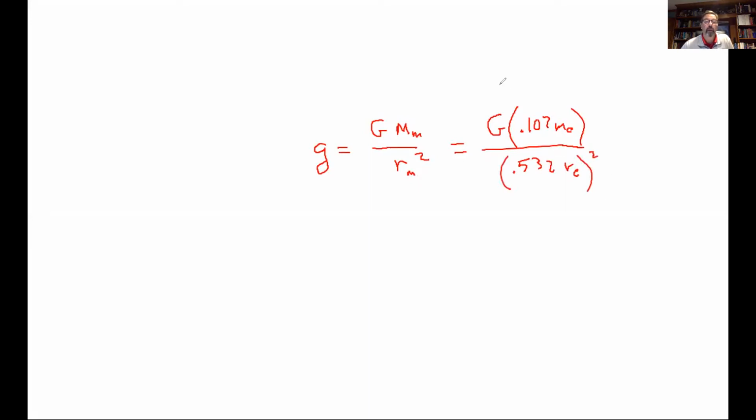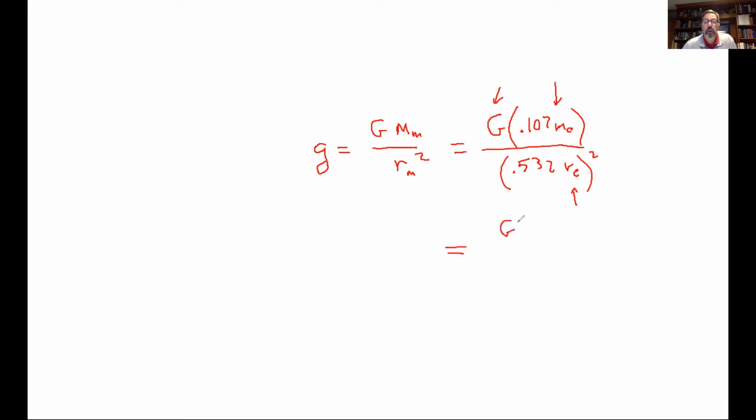So one way to do it, I guess, just brute force, look up G, look up the mass of the Earth. It's in the back cover of your textbook. Look up the radius of the Earth and just plug all those numbers in, right? You could do it that way, and nothing would be wrong if you did it that way. Here's another way, though.